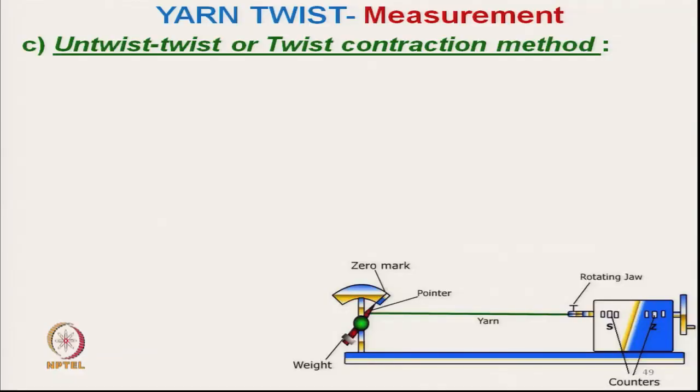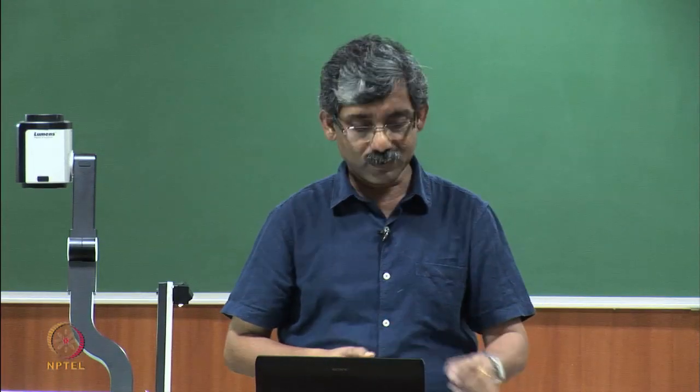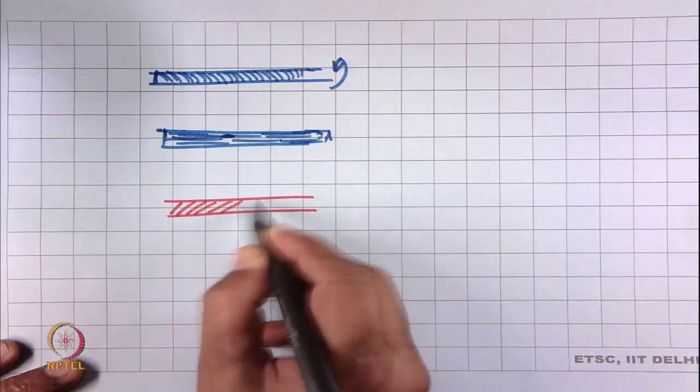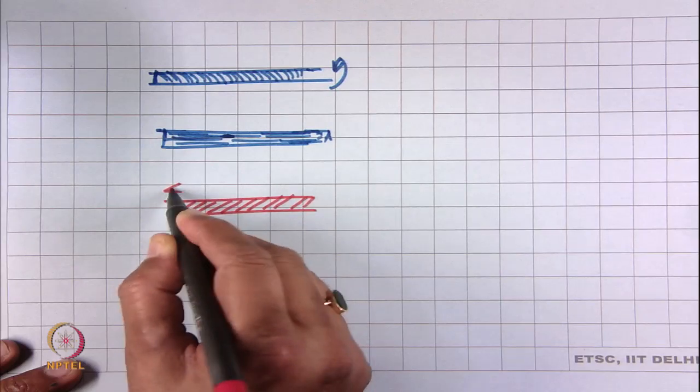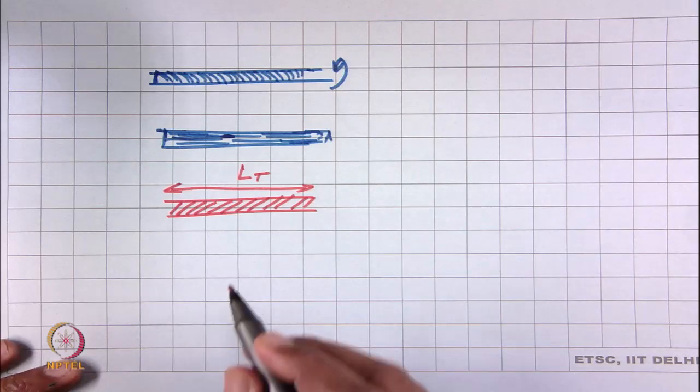Next principle is called the untwist-twist method, or another term is the twist contraction method. This is the system where the knowledge of twist contraction is being used, because here the principle is that initially the yarn is twisted, and it is assumed that the twisted length of yarn, L T, is less than that of the untwisted yarn.